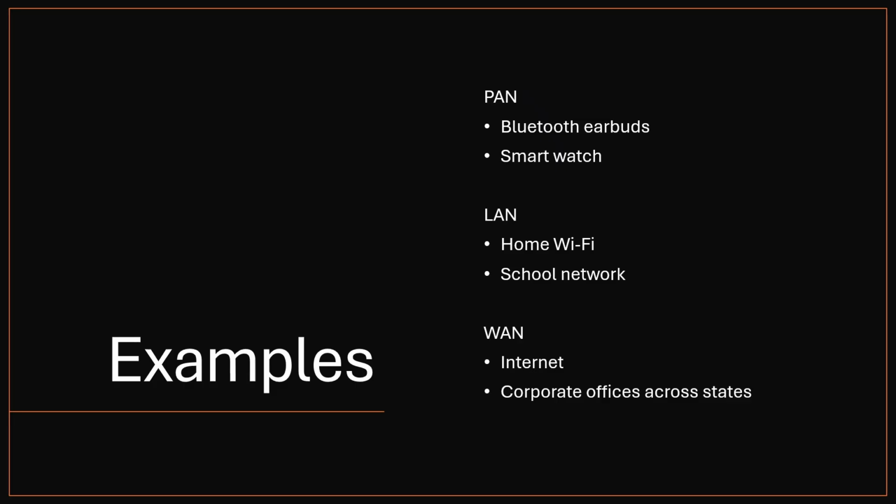So here are some examples you probably recognize. Your Bluetooth earbuds connected to your phone, that's a PAN. Your home Wi-Fi, that's a LAN. And of course, the internet, that's a WAN.